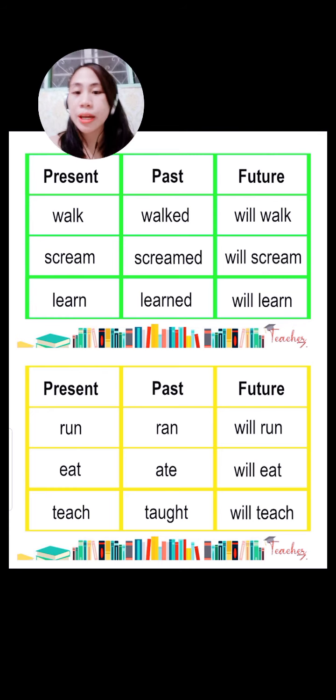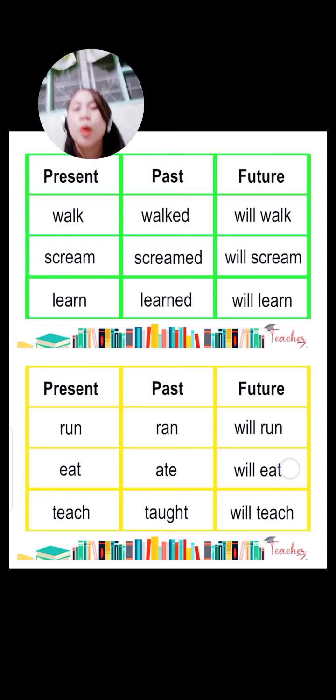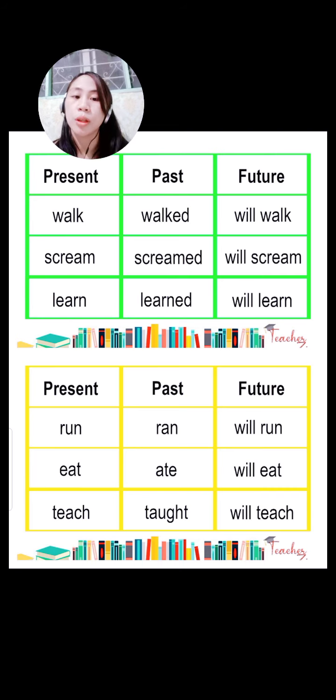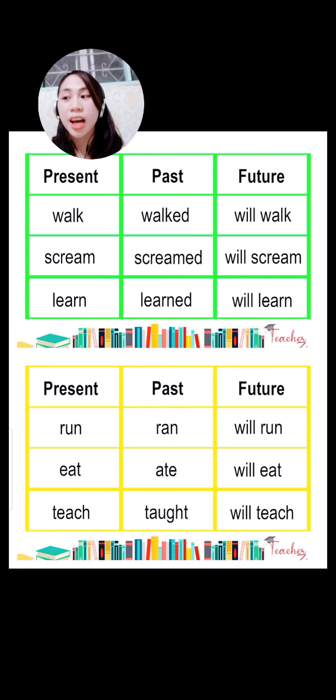Okay, and we got scream. That's a present tense. And then, same thing. For the past tense, you just have to add the ed in the end. So, screamed. And then we got future. Same thing, same rule. Will scream. And then learn, learned, will learn. I learn, I learned, I will learn. Exactly.